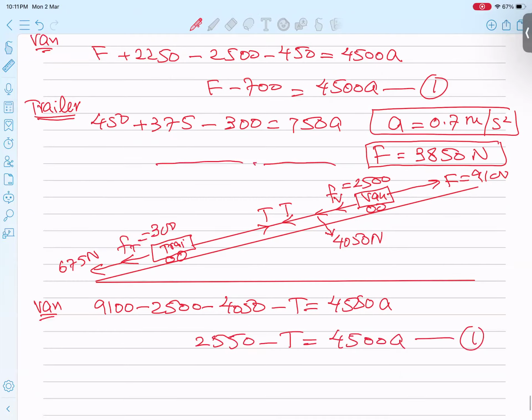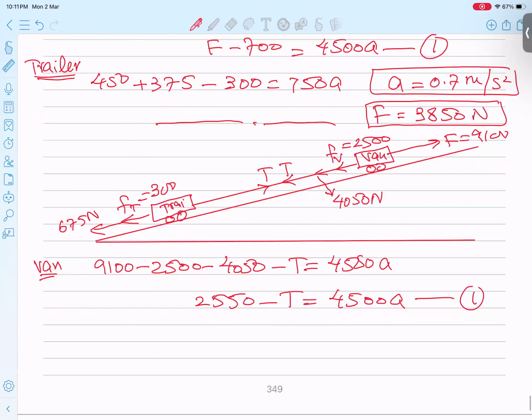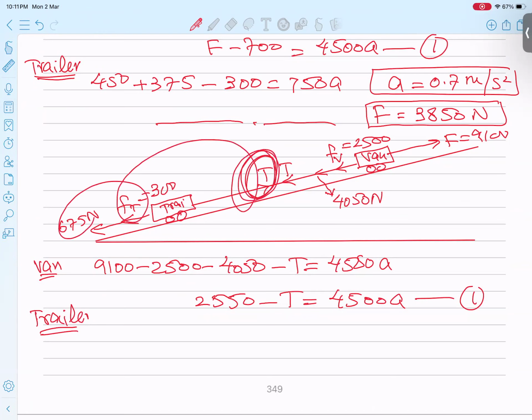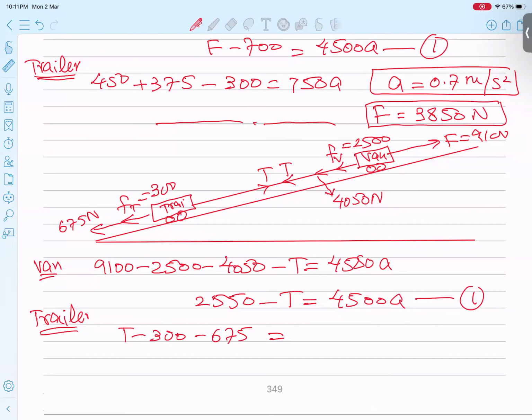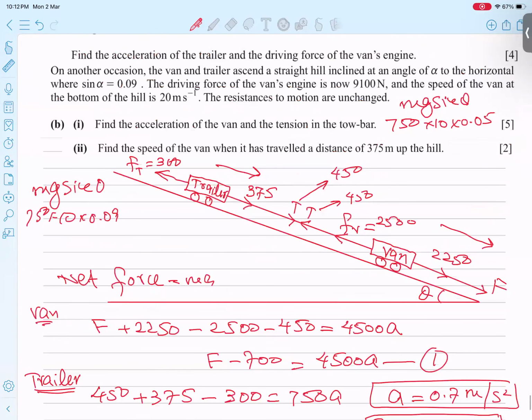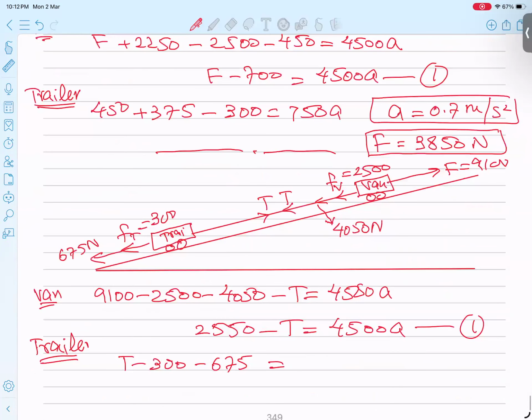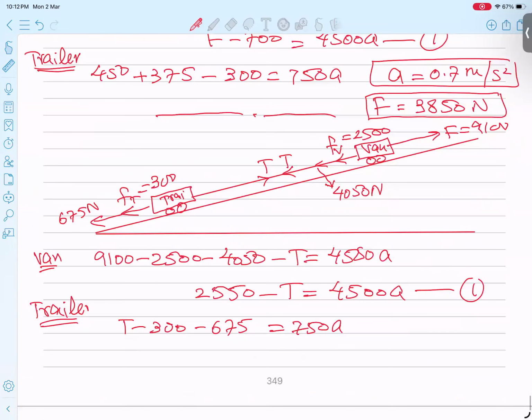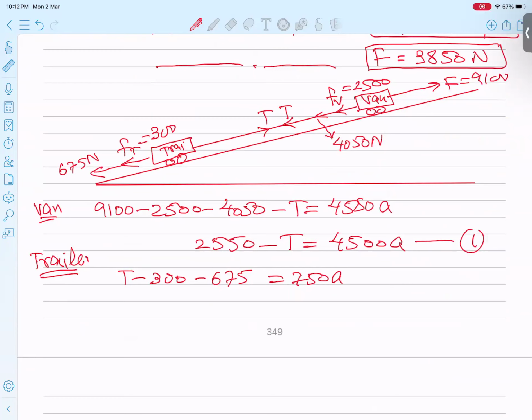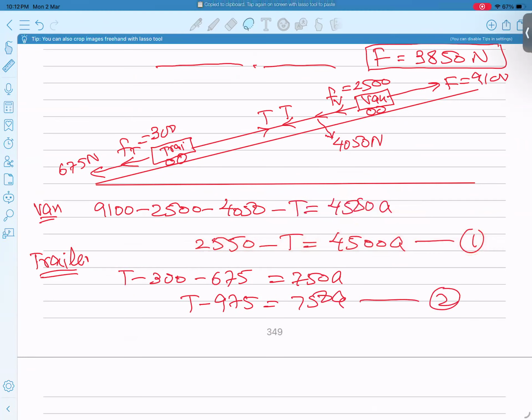Equation 1 done. Let's go for the next equation, the trailer. Because it's going upwards, I'll start from here, this minus this minus this. So I can write now tension minus 300 minus 675 is equal to MA. And what is the mass? 750. So I think all students are understanding negative 300, negative 675. So I'm getting here tension minus 975 equal to 750A. Equation number 2. So the upper equation I'm going to copy below.